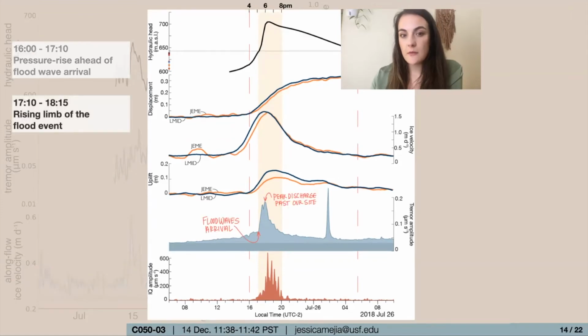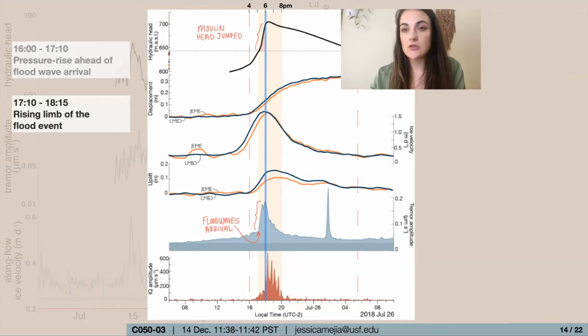By 5 p.m., this is when our tremor amplitude says that the flood wave arrived at our site, and peak discharge occurred around 6:15. So the flood wave approach was only about an hour. During this time, we see that moulin hydraulic head jumped.